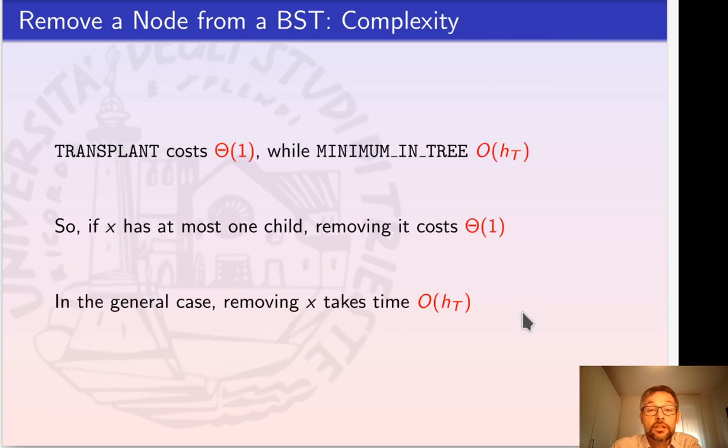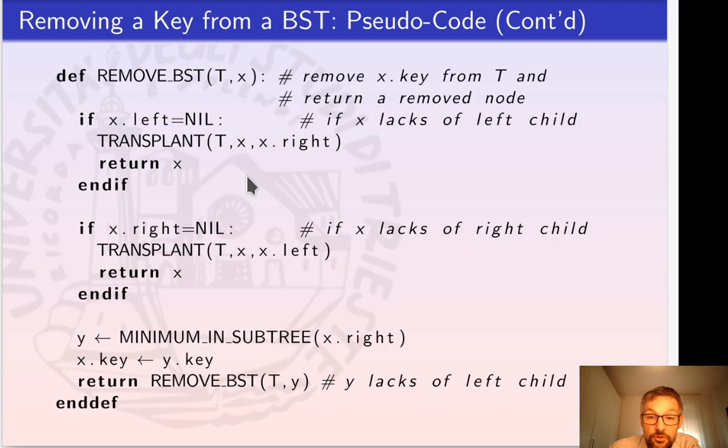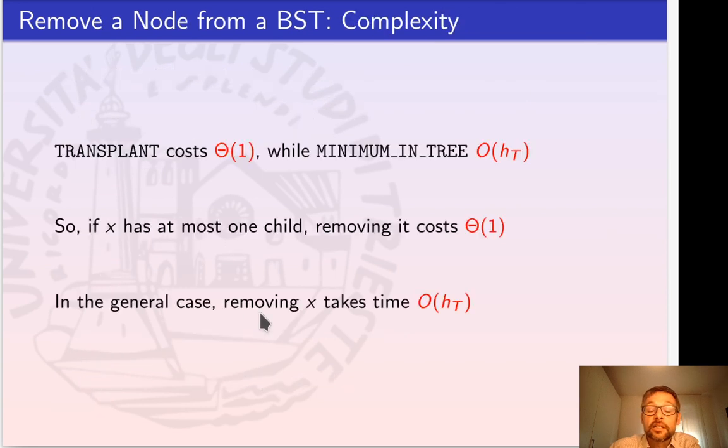So the total, as we saw, the transplant procedure takes time theta of 1. The minimum in tree procedure, which is used in the case in which we have exclusively one child, takes time big O of h, the height of the tree. So in the general case, removing a node, or better, removing a value from a tree takes time big O of h. Okay?